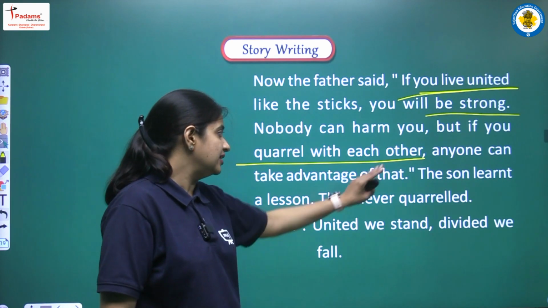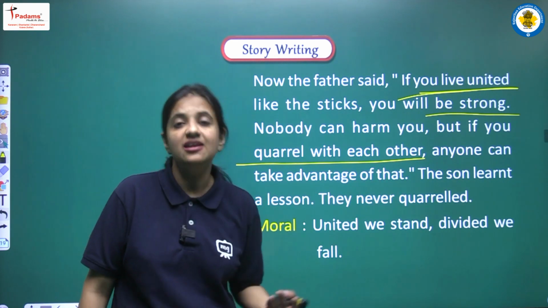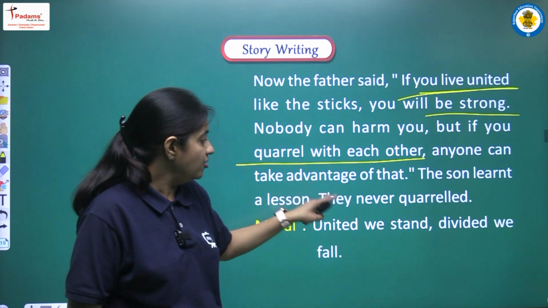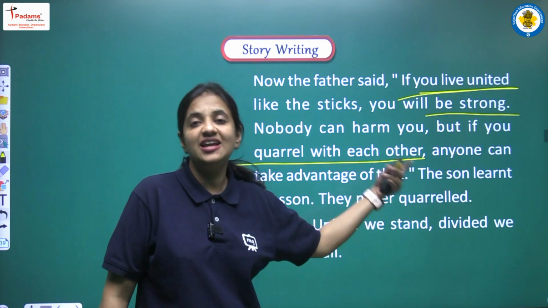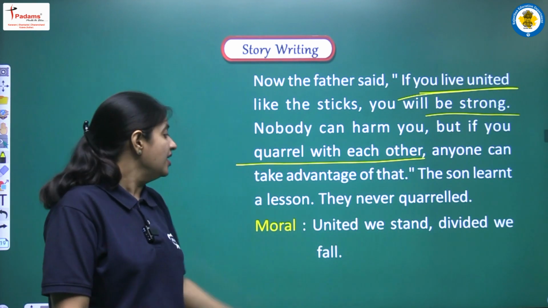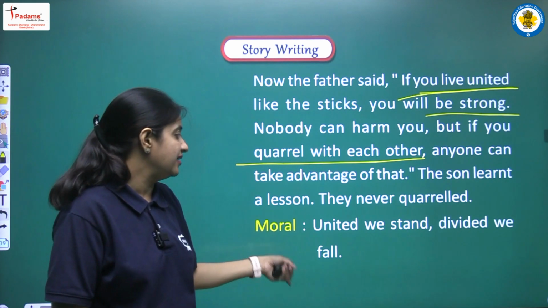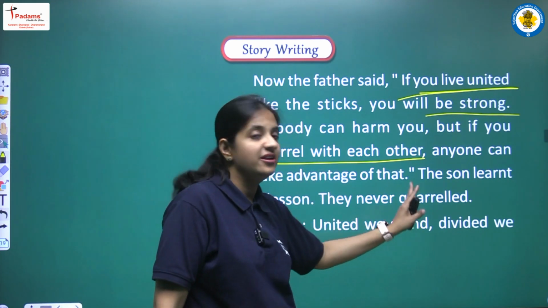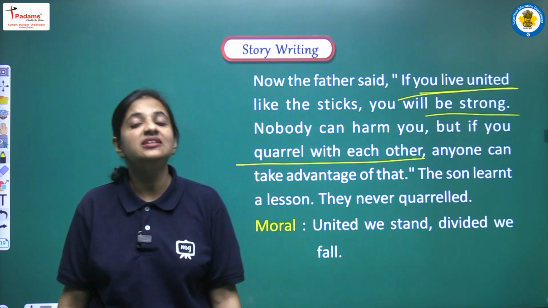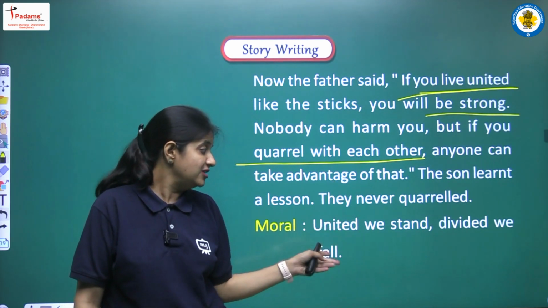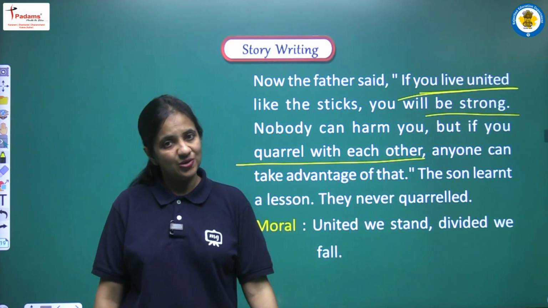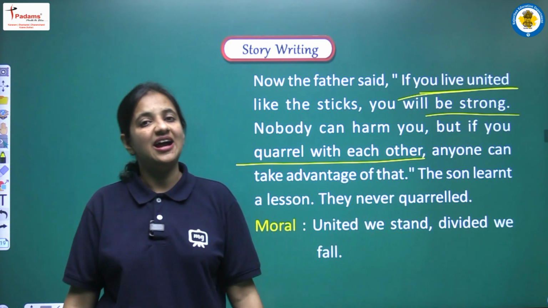Finally the sons learnt a lesson. They realized this, and never ever did they quarrel again; they left this bad habit. Okay, so this is the story, and we can write a moral: United we stand, divided we fall. So finally the four sons of the farmer realized that yes, united we stand and divided we fall. Okay, so in this manner we can write our story.